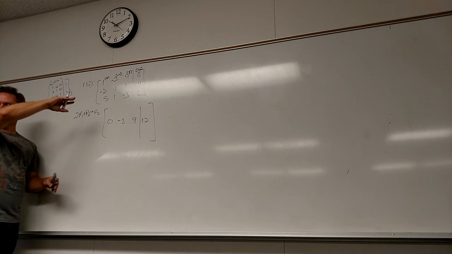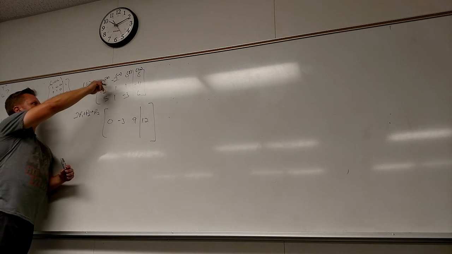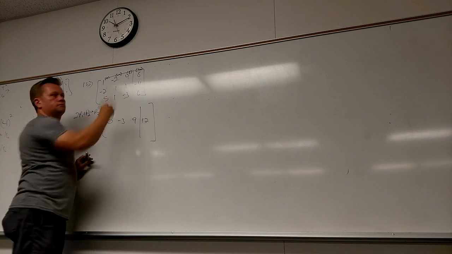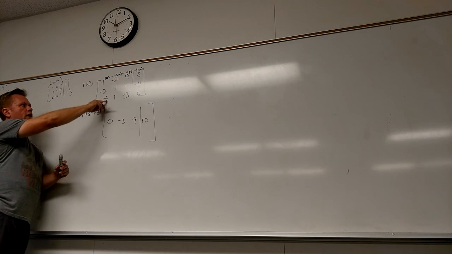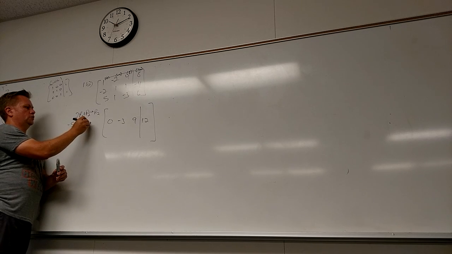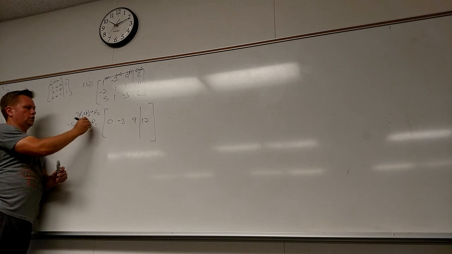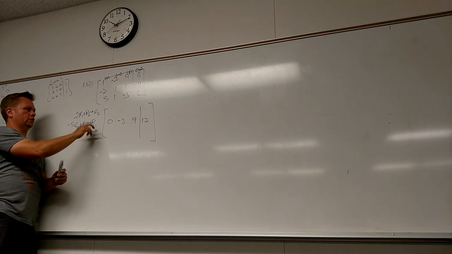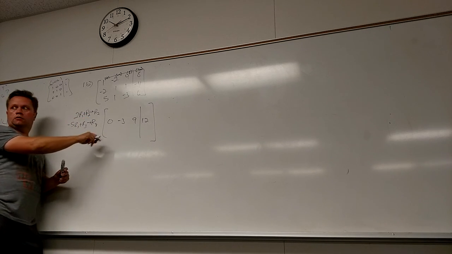Now, let's see if you guys can handle it. I don't want to write this matrix a lot. I'm done with these, right? How do I kill the 5? I'm going to do what? Negative 5 row 1 plus row 3. Put the answer in row 3 because that's where I want the 0 to show up that I'm going to make. I want the 0 to be here.